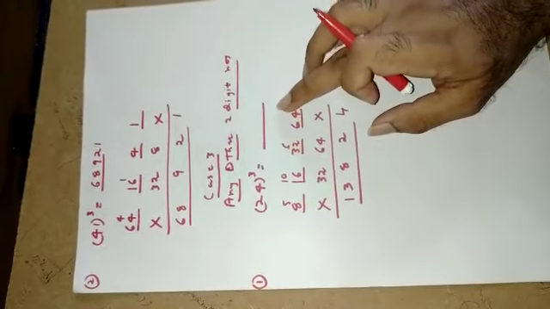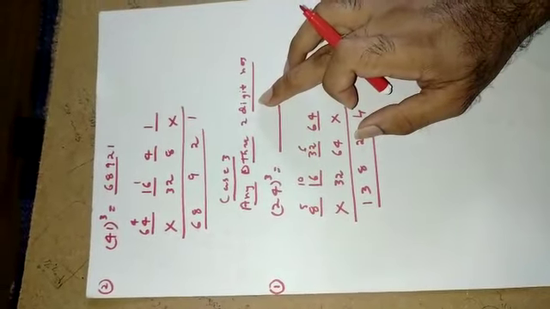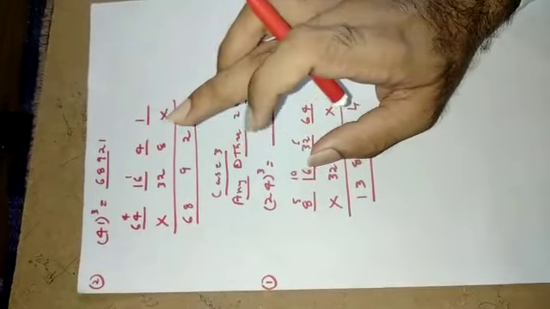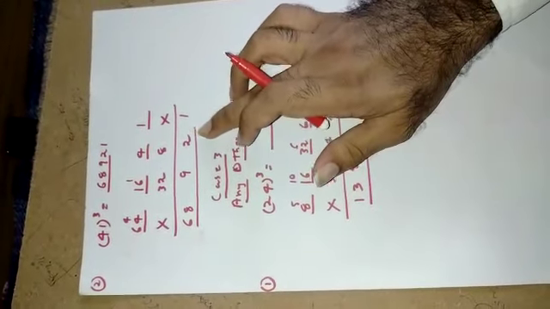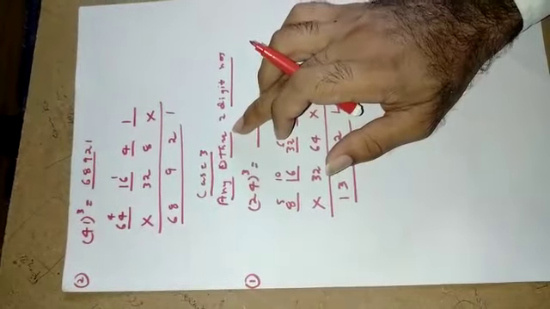So there are three categories to find cubes of two-digit numbers. One is starting with 1, the second case is ending with 1, and the third is any other numbers.